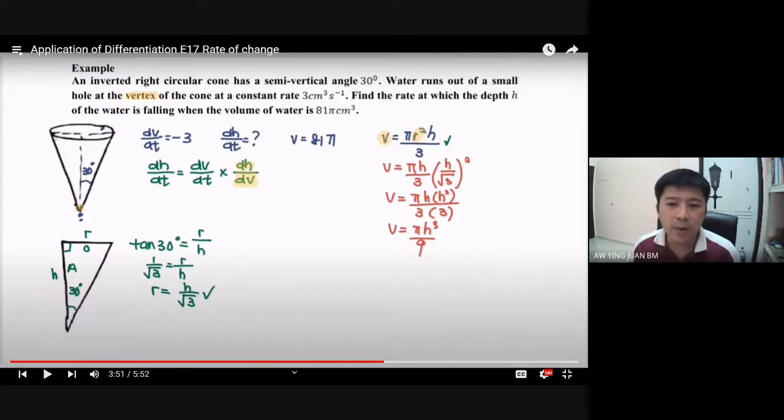So nampak warna biru ni semua adalah info daripada soalan. Kemudian cone ini adalah lukisan. Kalau soalan tak bagi, you perlu lukis. Siap. Step pertama, extract info. Step kedua, buat chain rule.